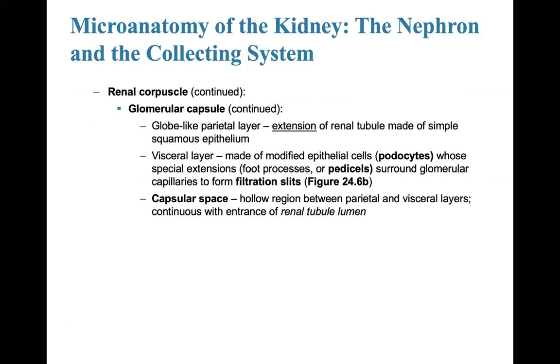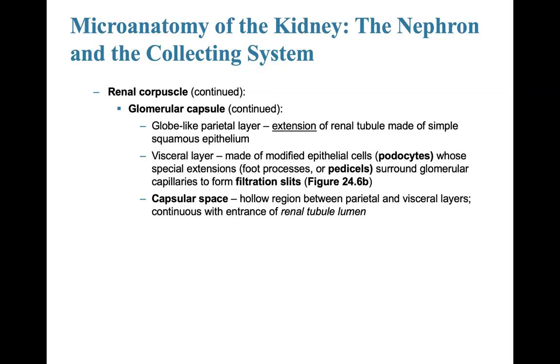So the glomerular capsule, this is a globe-like parietal layer, which is an extension of the renal tubule, made up of simple squamous epithelium. The visceral layer is made up of modified epithelial cells, referred to as podocytes, whose special extensions surround the glomerular capillaries to form filtration slits. Essentially what's going to happen is you have the capillaries within the glomerulus where filtrate, which is fluid from the blood, will exit, and it will pass through those little filtration slits and be captured by this glomerular capsule.